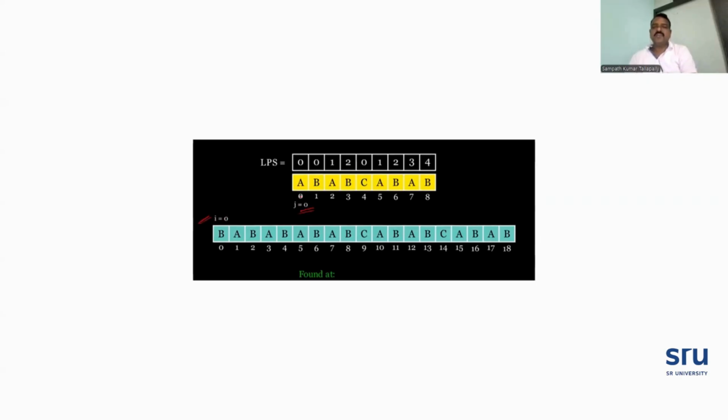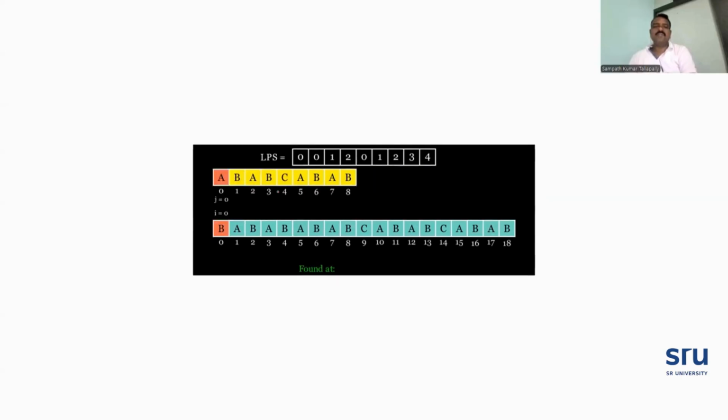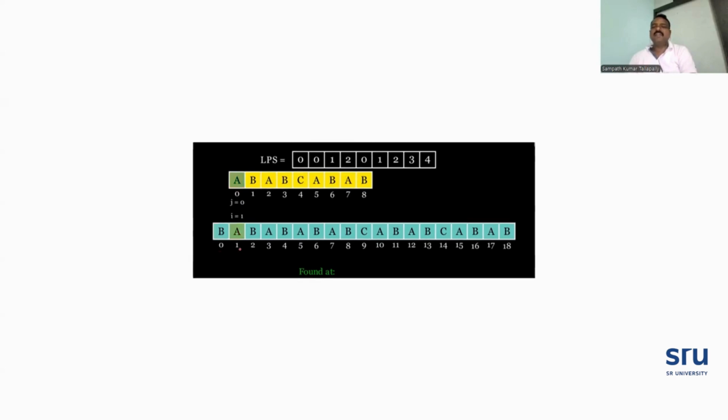So what I do now, we are going to compare the first element of my subarray with the first element of my actual array, and we found that they are not equal. When they are not equal, I just increment the value of my I. Now we are going to compare these two elements.